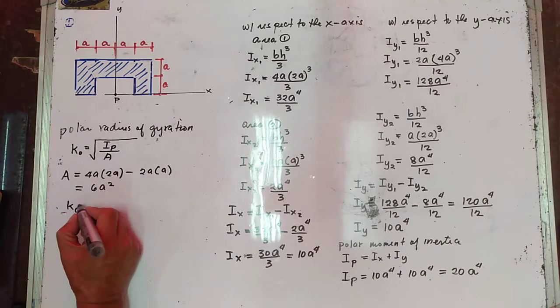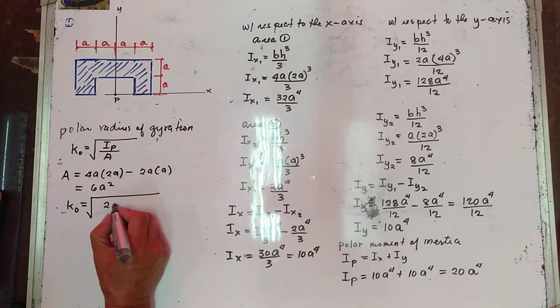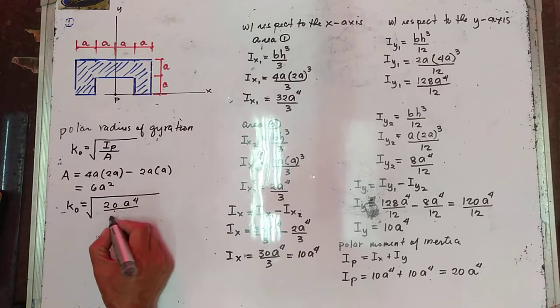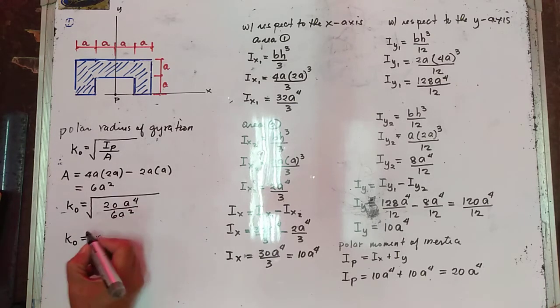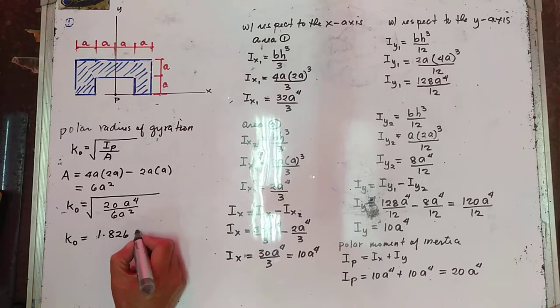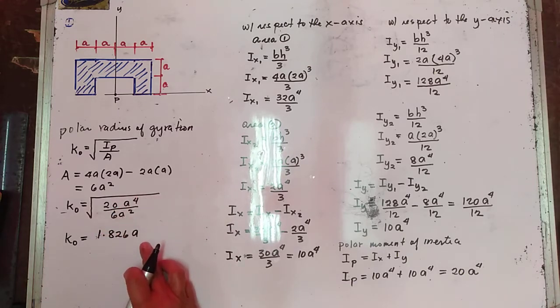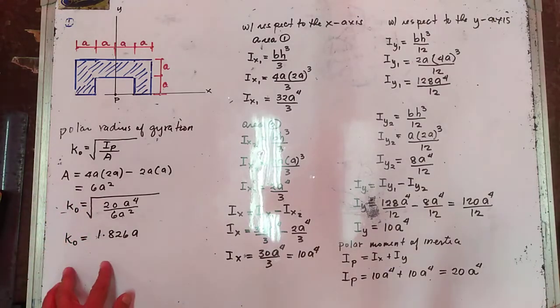So the polar radius of gyration is now equal to the square root of 20a to the fourth all over 6a squared. So this is therefore equal to 1.826a. A to the fourth over a squared is a squared, the square root of a squared is a, and the square root of 20 over 6 is 1.826. So that is the polar radius of gyration.